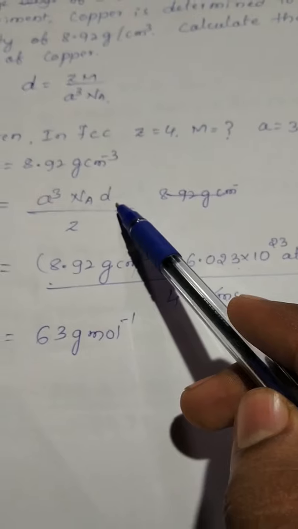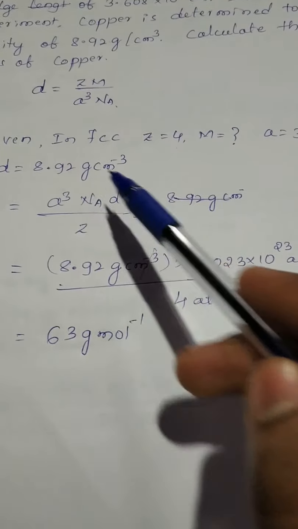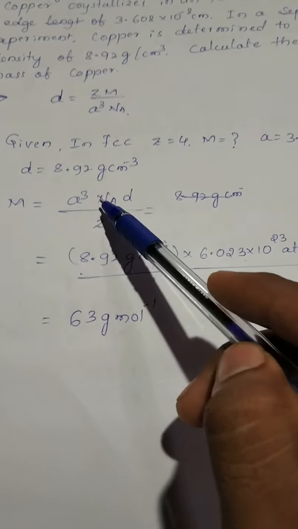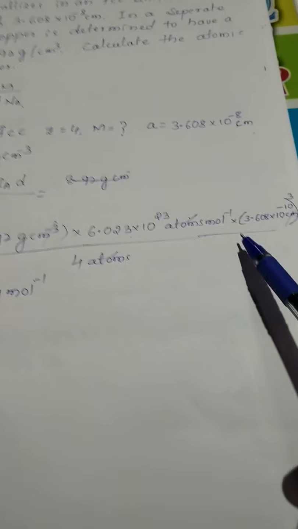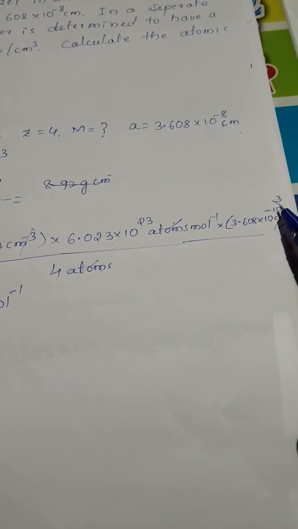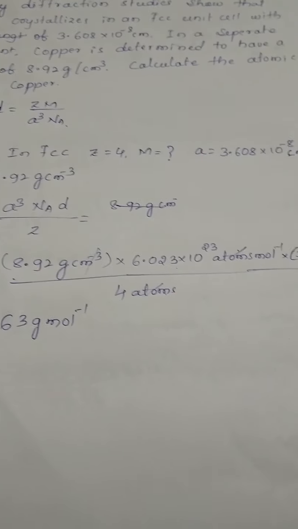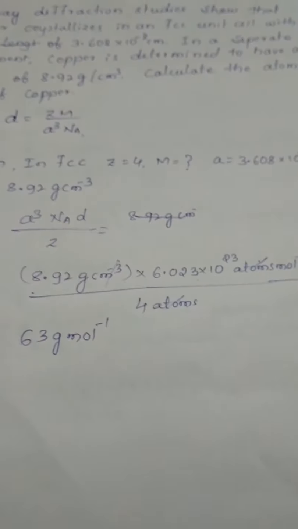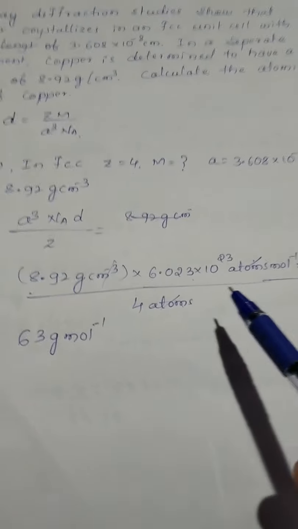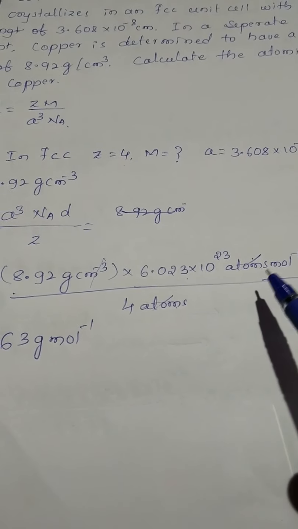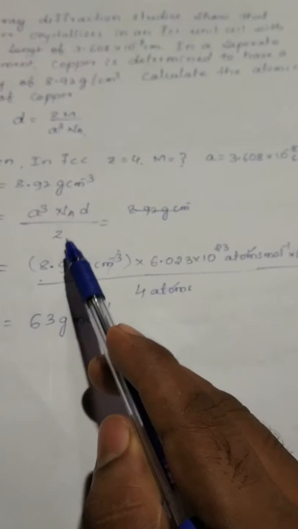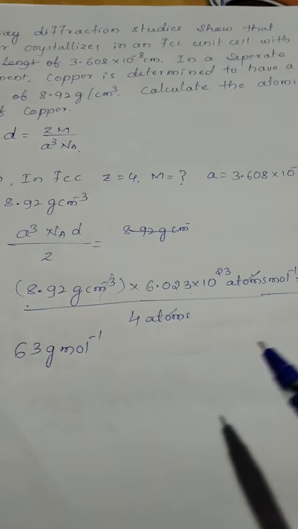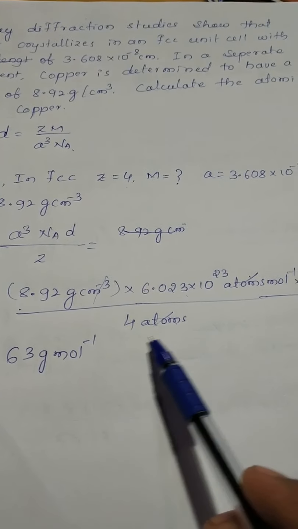Now substitute density 8.92 gram per cm cube. And the edge length they have given, that is 3.608 × 10^-8 centimeter. A cube is there here, hence I have given a cube here. And Na is standard. You have to remember that Na means Avogadro number, 6.023 × 10^23 atoms per mole. And Z, since they have given an FCC crystal lattice, is equal to 4 atoms.